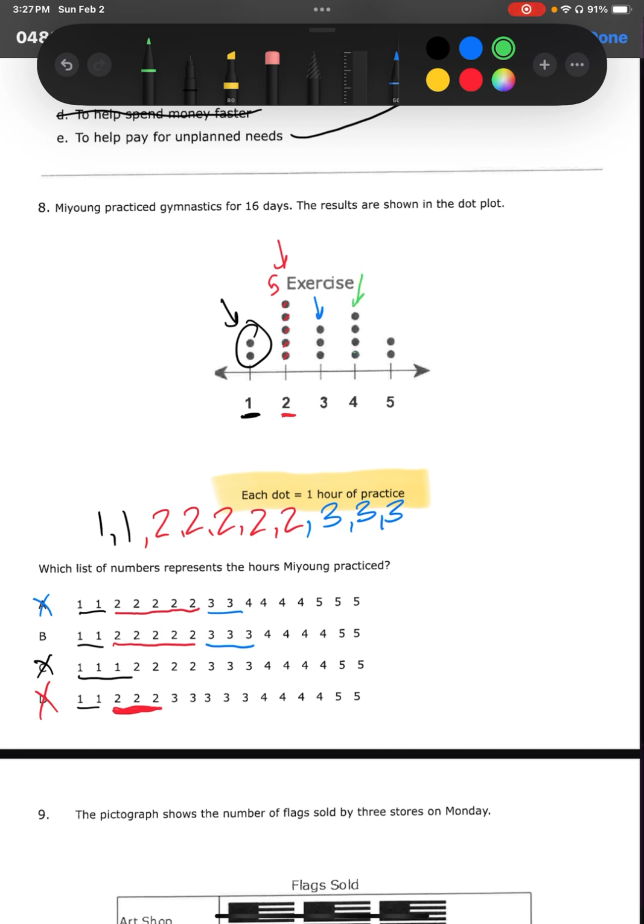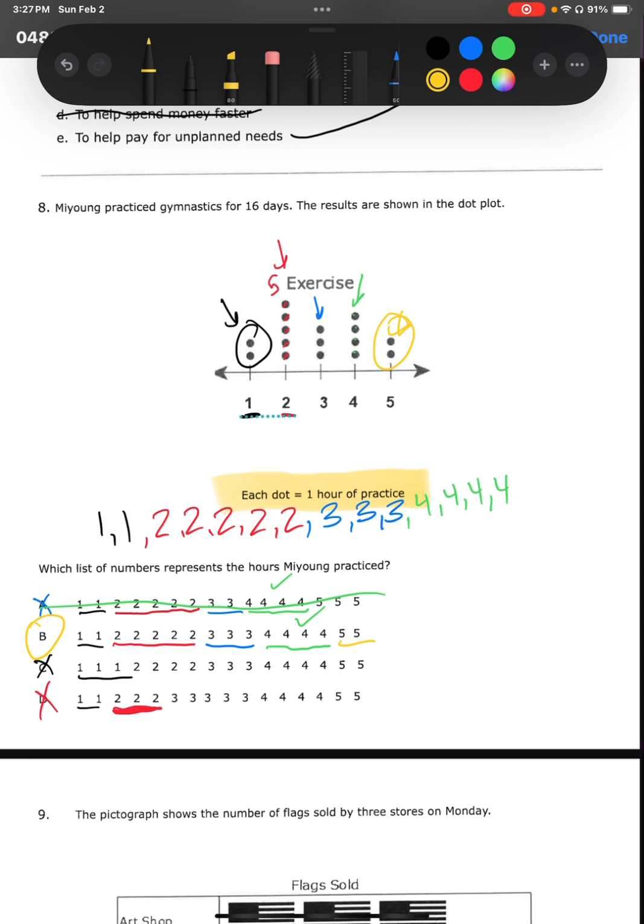Category 4 is 1, 2, 3, 4 4s. This has 1, 2, 3, 4 4s. That's good. And then, oh, that one's already marked out. 1, 2, 3, 4 4s. That's good. And then lastly, category 5. 2 5s. It had 2 there. B is the correct answer.